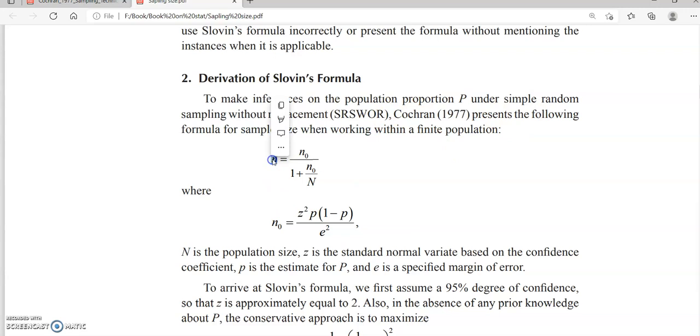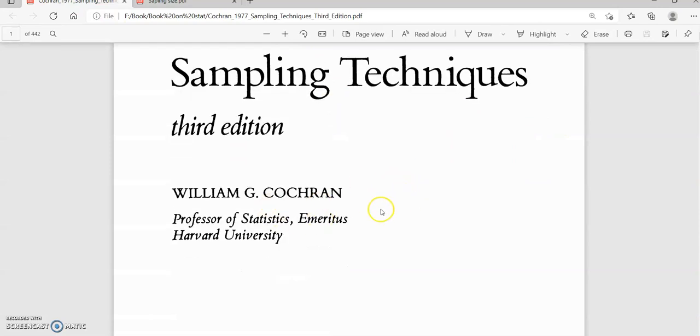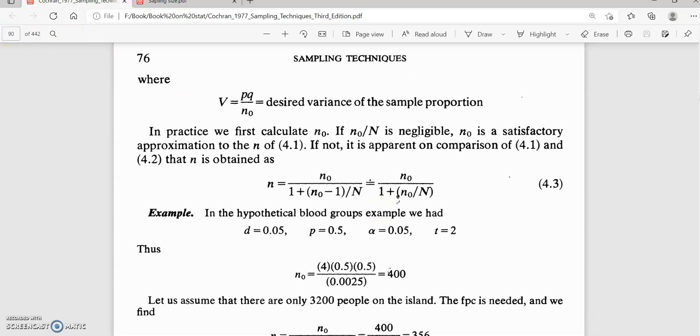Here is the formula: n is equal to n0 divided by 1 plus n0 divided by N, and n0 means Z square into p into 1 minus p divided by e square. You can find this book here, Sampling Techniques, 3rd edition, William G. Cochran. So here you can find on page 90 the same formula, and I will show you in Excel.